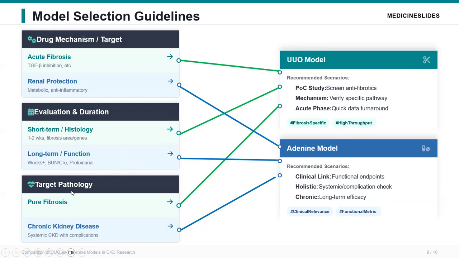Target pathology. UUO is purely fibrosis. It is a fibrosis model, not a chronic kidney disease model. The adenine model is a systemic chronic kidney disease with complications, more functional endpoints, systemic complication check, also the long-term efficacy. The UUO model is suited for proof of concept studies, to screen anti-fibrotics, mechanism, verify specific pathways, acute phase, quick data turnaround.